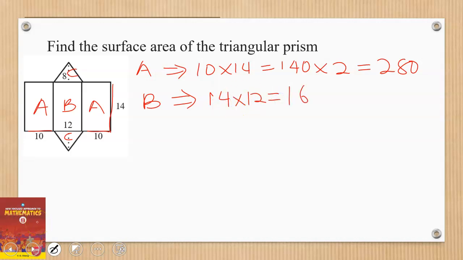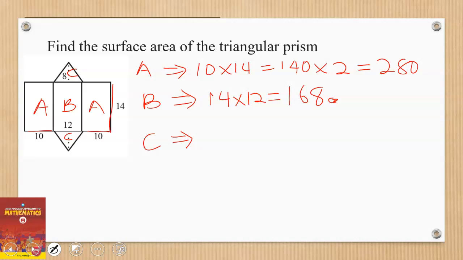So that's going to give me 168. I don't have the unit, so let me just leave it as 168, and that is only one of them. Okay, then I'm going to find the area for the C, which is a triangle.